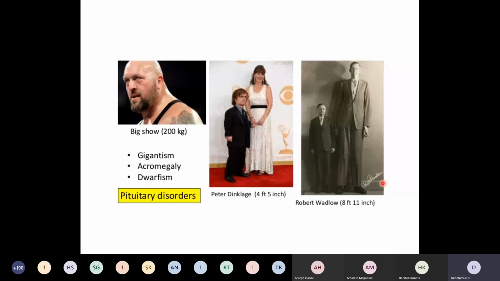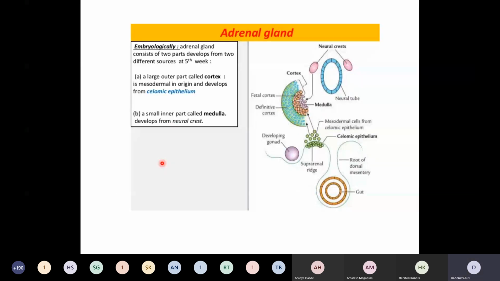We know that many hormones like growth hormone, ACTH and TSH are all secreted from the pituitary gland. If there is any abnormality, it leads to gigantism, acromegaly and dwarfism. The other endocrine glands, you know that the endocrine glands are ductless glands.